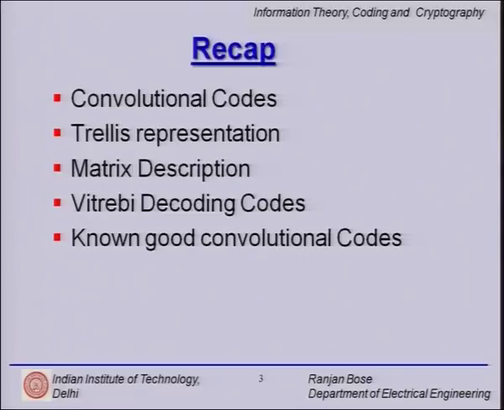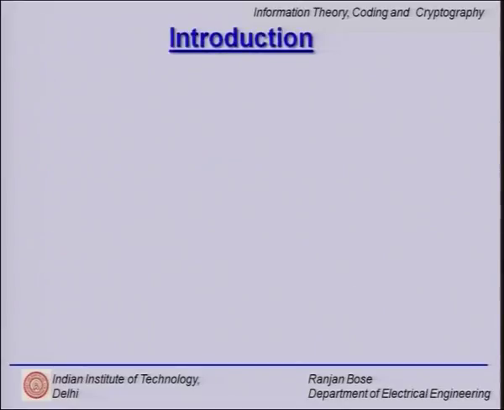What we have done so far, we can have a quick recap. We were looking at convolutional codes, and this is the logical end to the topic of convolutional codes, where we looked at the trellis representation, the matrix description, and finally, the popular Viterbi decoding algorithm for convolutional codes. We also looked at some of the known good convolutional codes, and now we change gears and go on to study the next version, which is the turbo codes.